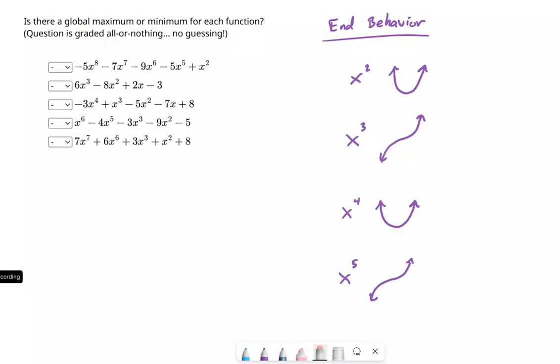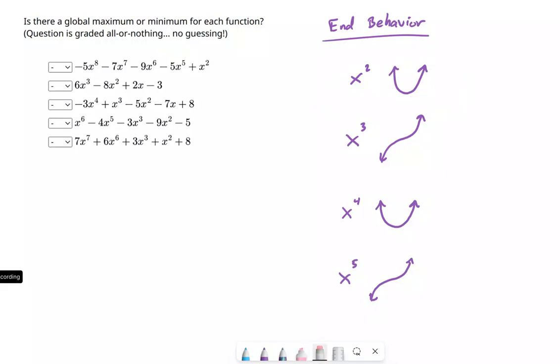If you remember what end behavior is, and I've drawn a few of these over here on the right side, it matters what the highest exponent of the polynomial is. It's called the power function. If you have a polynomial that is an x squared, it's going to have some kind of a shape looking like what I drew here with a parabola.